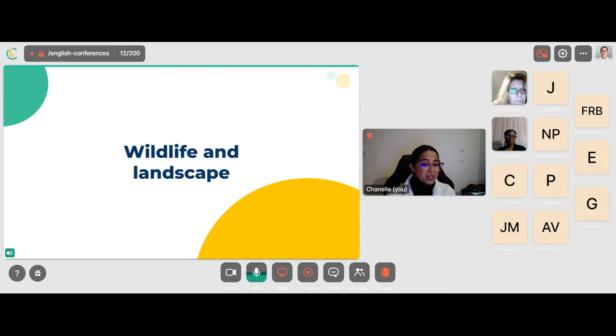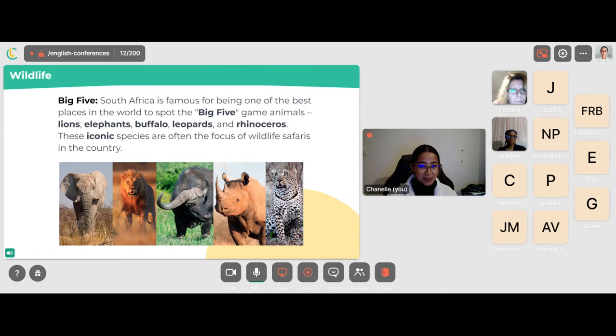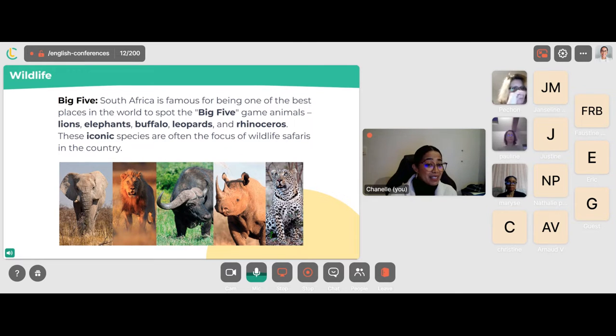We are now going to look at one of the beautiful parts of South Africa, and that is our wildlife and our landscape. South Africa is known for its Big Five, and it's famous for being one of the best places in the world where you can spot these animals. These Big Five animals are known as the lion, the elephant, the buffalo, the leopard, the rhinoceros. These iconic species are often the focus of wildlife safaris in the country.